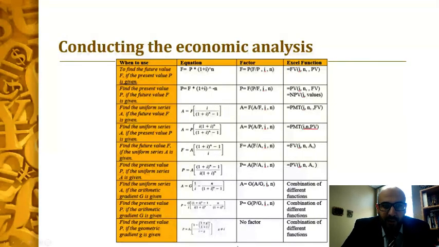So when to use it to find the future value F, for example, this is right here on the first row. To find the future value F, if the present value P is given, you use the equation F equals P times 1 plus i to the power of n. This is if we need to use the equation. Now if we need to use the factor, the interest rate tables, you say F equals P times F over P factor, comma i, comma n. If you want to use Excel, you say equal FV, and you start putting these factors i, n, and the PV.